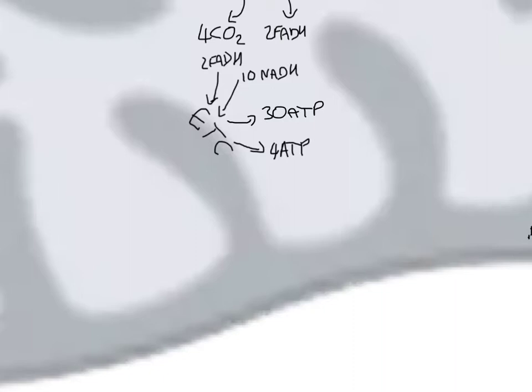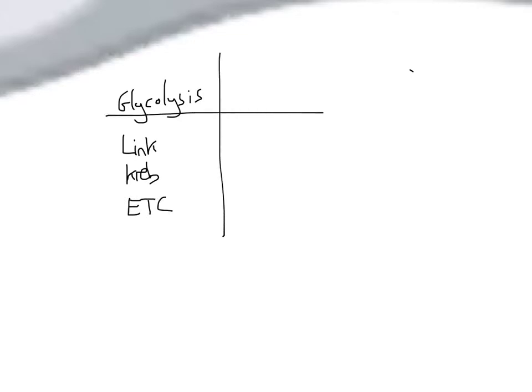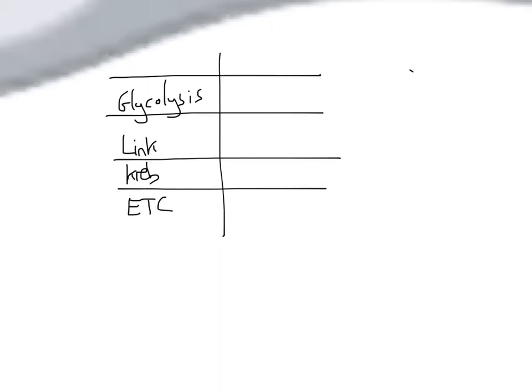So if we were just to move down to the base, we'll just draw a quick summary table. Okay, so the processes we've got glycolysis, as well as glycolysis, we've then got the link reaction, we've got the Krebs cycle, and then we've got the electron transport chain. So if we consider what happens at each of these stages, we have to consider both what's going in to the reaction and what's coming out of the reaction.